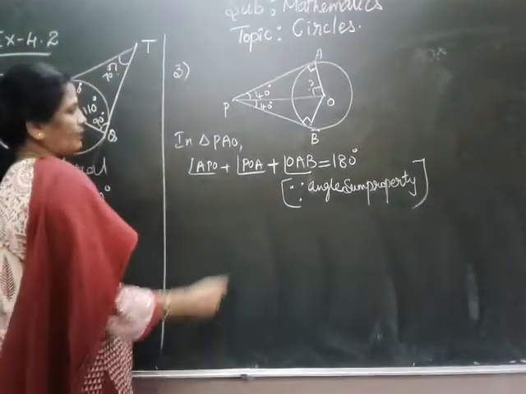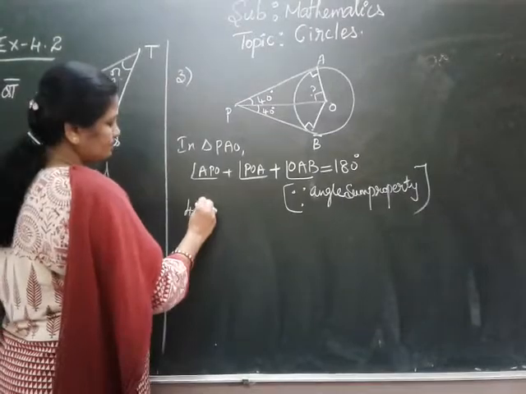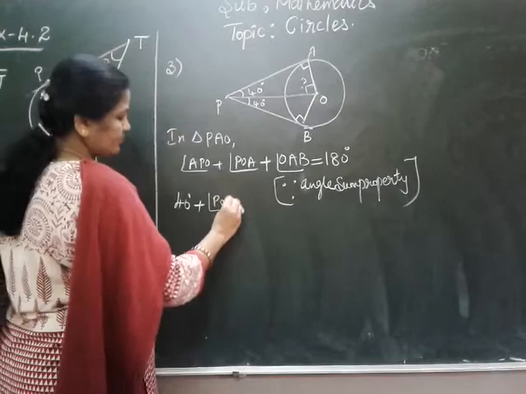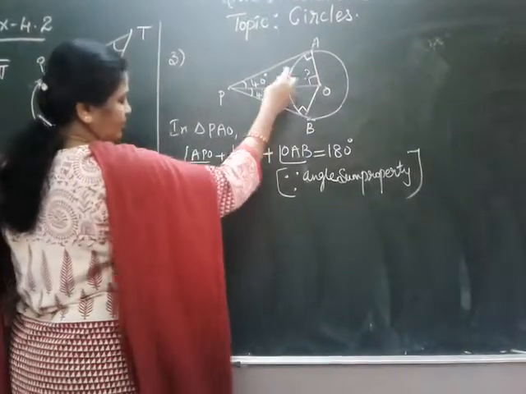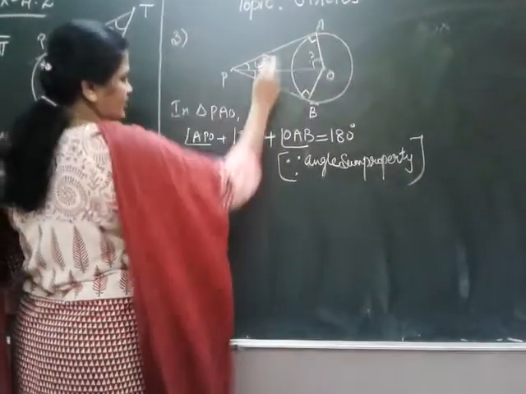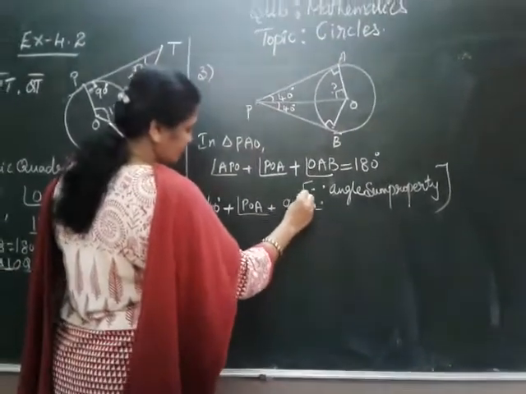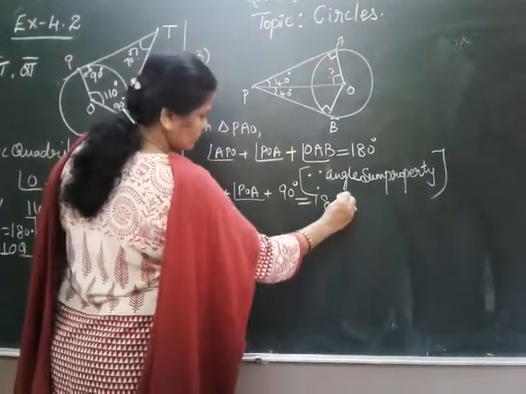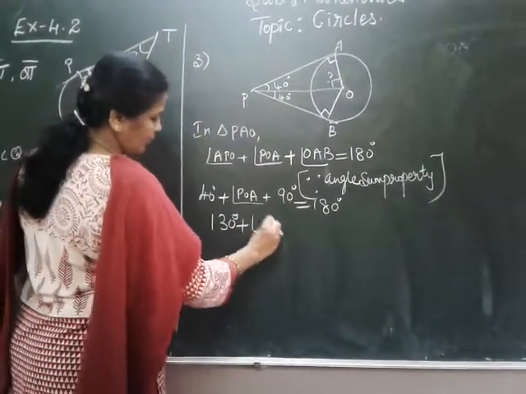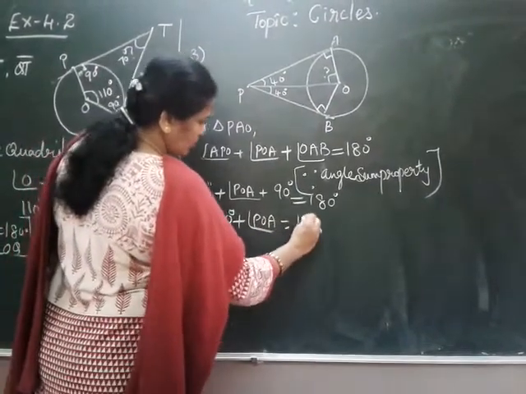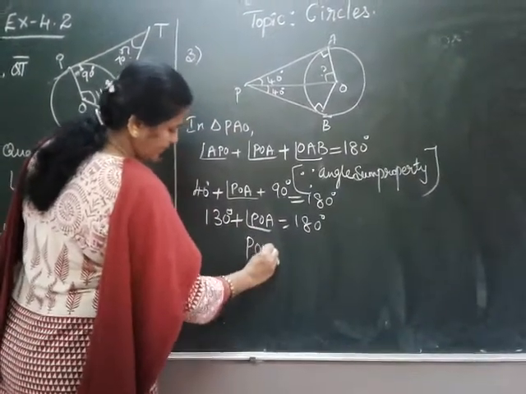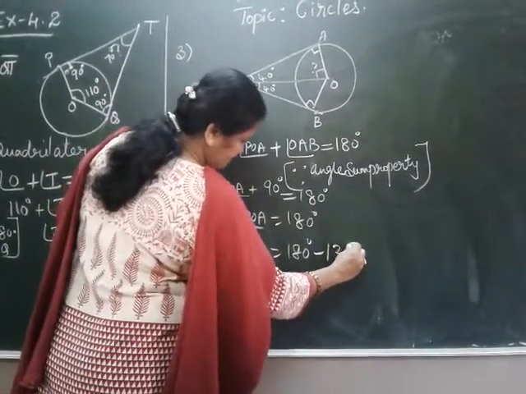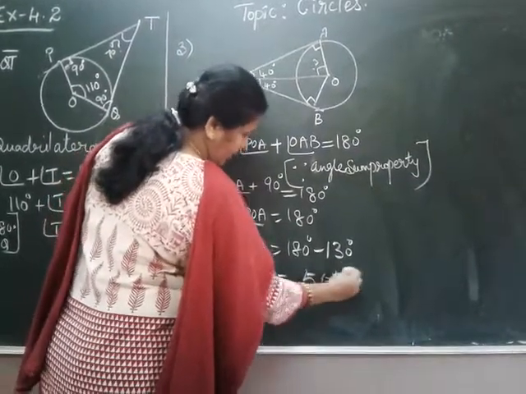Okay children, the angle APO they have given is 40 degrees. The angle POA we don't know; we are supposed to find that only. The angle OAP is 90 degrees, because this is the tangent, and the angle between the tangent and the radius is 90 degrees. So 90 plus 40 is 130. It should be equal to 180, no? 130 plus POA equals 180 degrees. So POA equals 180 minus 130, which is nothing but 50 degrees.